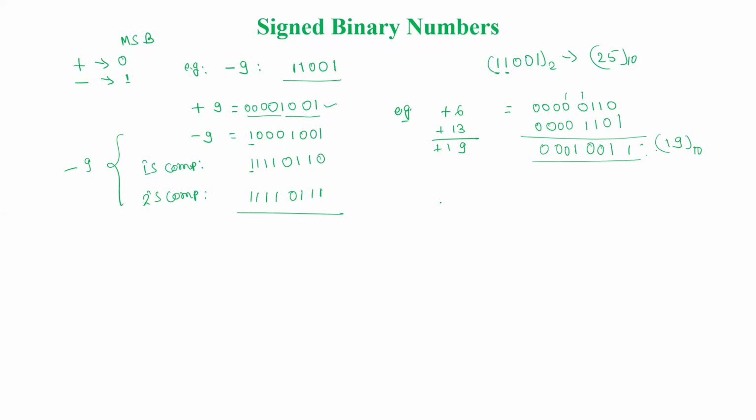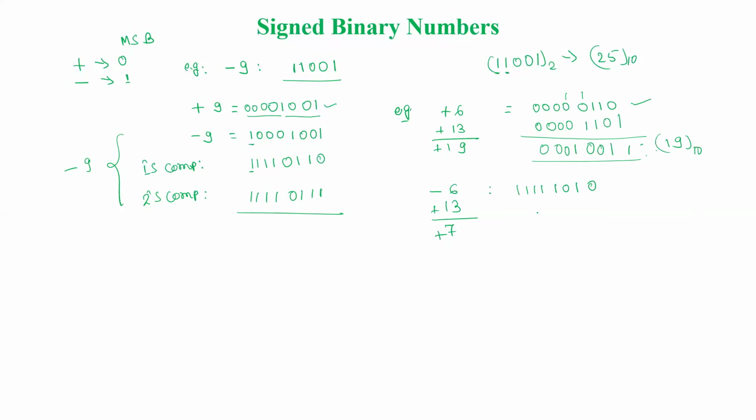If one number is negative and another is positive, suppose we have minus 6 plus 13. For the negative number, we have to take the 2's complement. So minus 6 is the 2's complement of 6, which we have already written here. So what is the 2's complement going to be? What is the rule? From the LSB side, the 0s stay unchanged, and the first 1 stays unchanged. The remaining bits change: 1 into 0, 0 into 1. Like this we have.